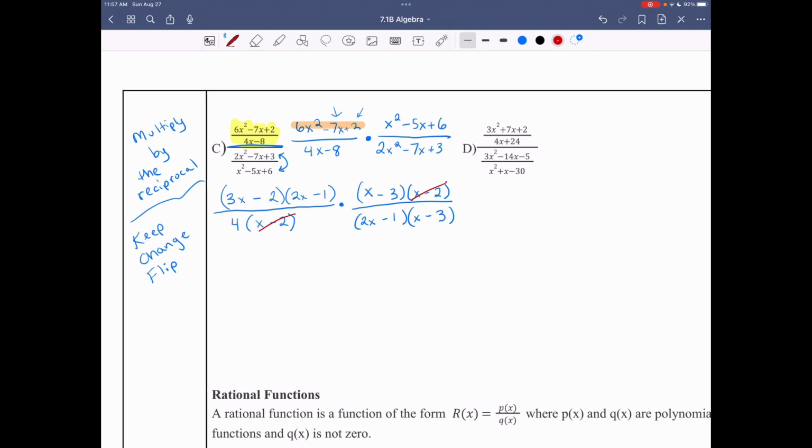And then I'm going to rewrite it. Oh, I see one more thing that can cancel right here. 3x minus 2, x minus 3, and in the denominator we have a 4 and x. Oh, another x minus 3. I didn't see those ones, so I'm just going to erase those. And this is our final answer. And maybe put the 4 in the center. So pretty cool that it simplified that far down. I'd like you guys to try D in your groups.